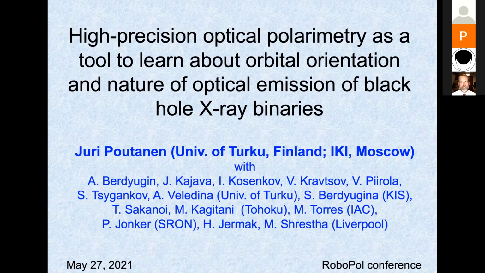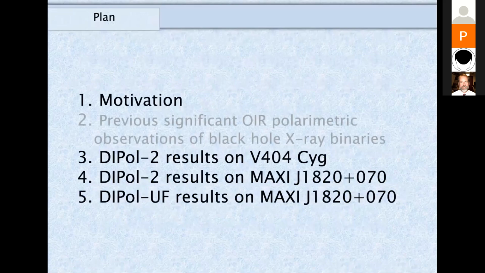This is high precision optical polarimetry and what we can learn about the orientation of black hole X-ray binaries on the sky, and whether we can get clues about the nature of optical emission from polarimetry. So I will start with motivation, and then I will skip all the previous polarimetric observations of black hole X-ray binaries, and jump directly to the work that we have been doing during the last 4 years.